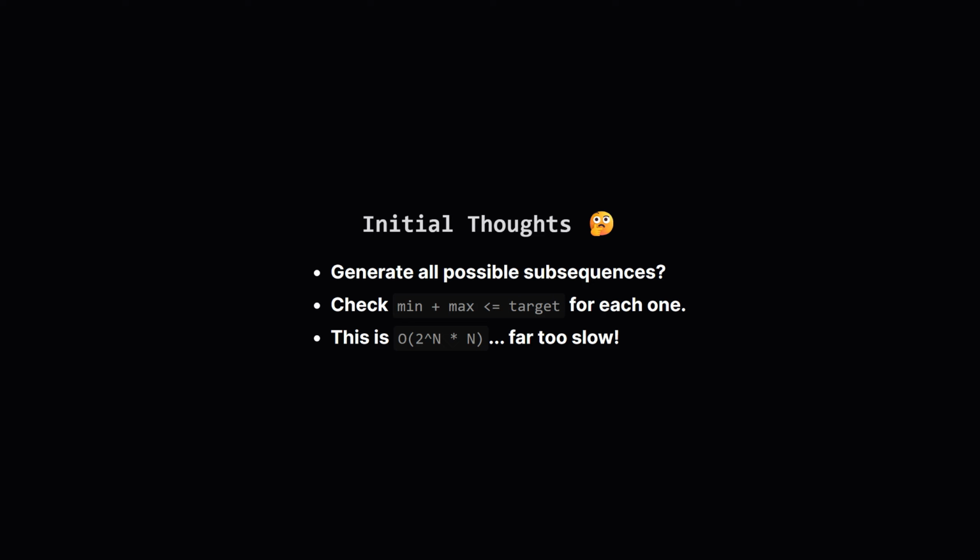The most straightforward idea is to just generate every single possible subsequence. Then, for each one we'd find its minimum and maximum, add them up, and check if they meet the condition. But if our list of numbers is long, the number of subsequences grows incredibly fast. We're talking 2 to the power of n possibilities, where n is the length of the list. That's way too slow for the constraints given. We definitely need a more clever plan.